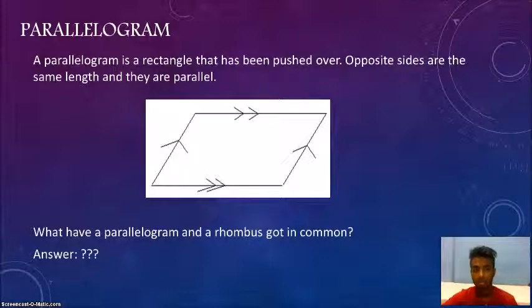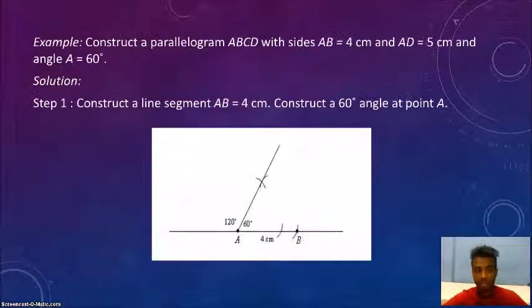A parallelogram is a rectangle that has been pushed over. Opposite sides are the same length and they are fixed. What have a parallelogram and a rhombus got in common? The answer is opposite sides are parallel and no angle is a right angle.